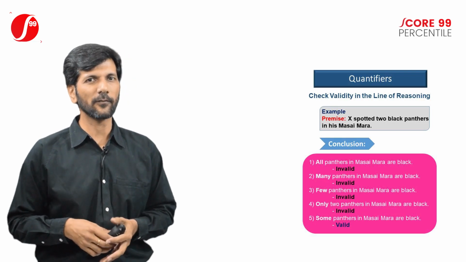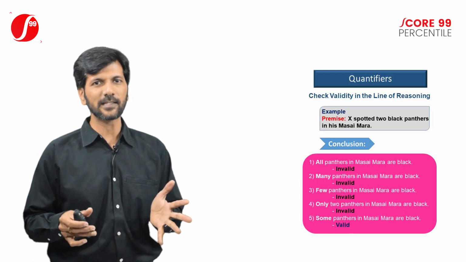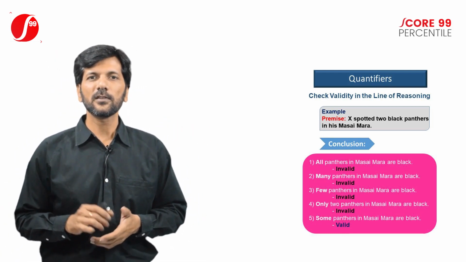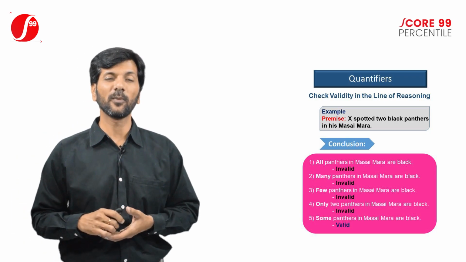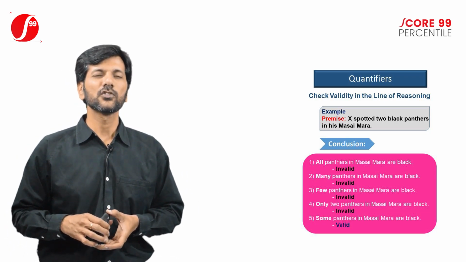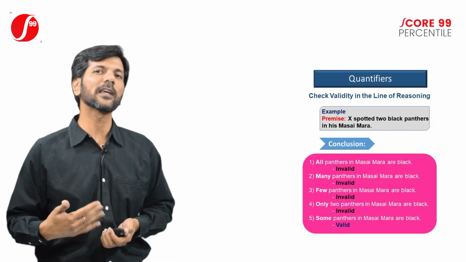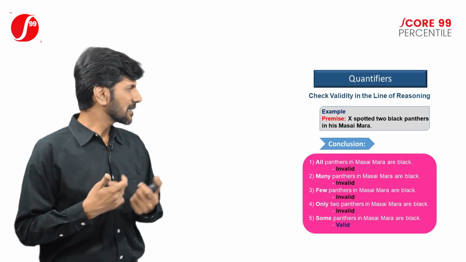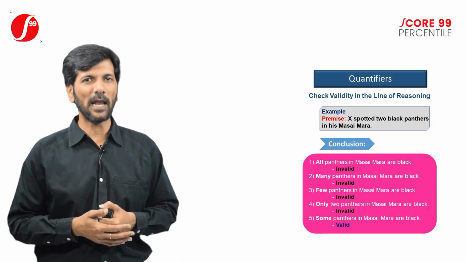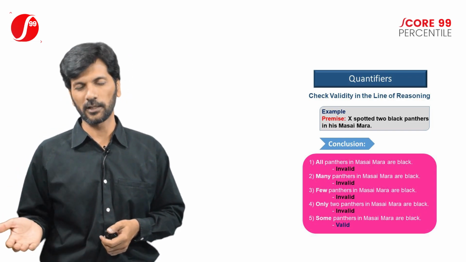So what are these quantifiers? Let's understand this. Now supposing, let's say you talk about somebody called X spotting 2 black panthers in Masai Mara. So somebody called X went on a safari to Masai Mara and he spotted 2 black panthers. So now, what are the observations or what are the conclusions that somebody can draw? Let's say somebody says that all panthers in Masai Mara are black. Would you agree with that? Is that a valid conclusion or an invalid conclusion?